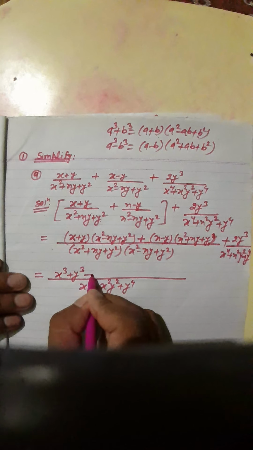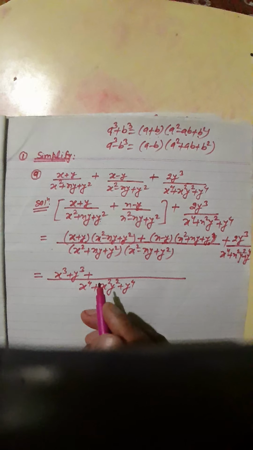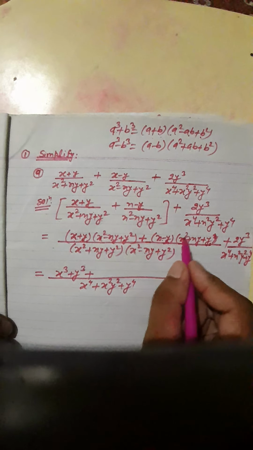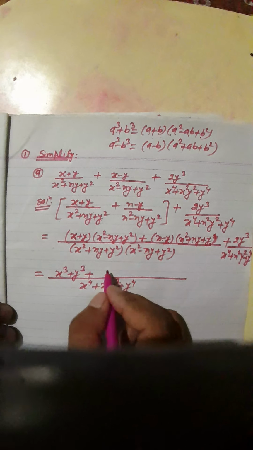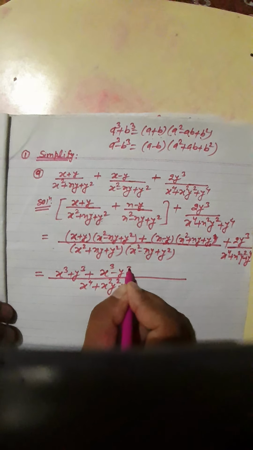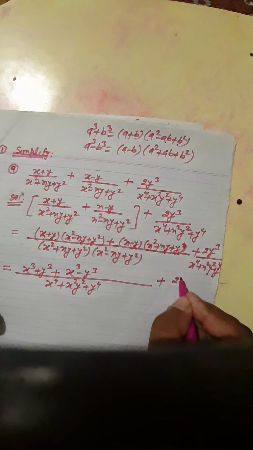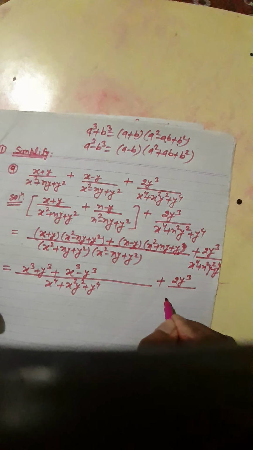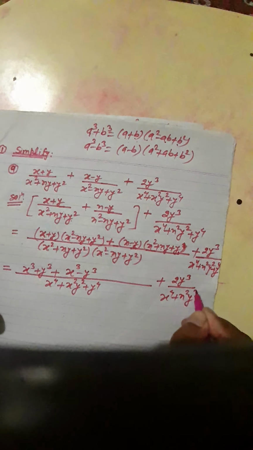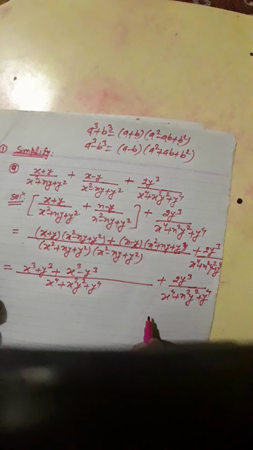And similarly, plus here also we can do the same thing: a minus b, a square plus ab plus b square. Here also we can write a cube minus b cube, that is x cube minus y cube. And here we write plus 2y cube upon x power 4 plus x square y square plus y to the power 4, as it is.